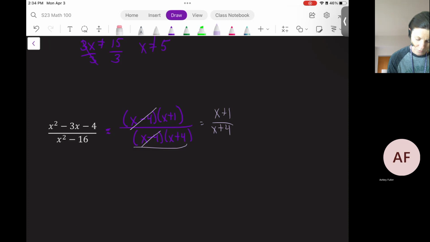However, we have to go back to prior to canceling to make sure that neither one of these terms ever equals 0, leaving us with that x cannot be 4 and x cannot be negative 4.